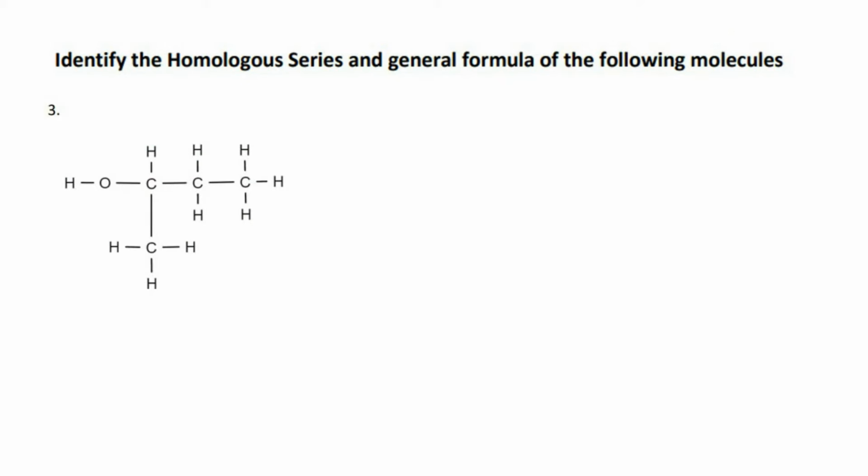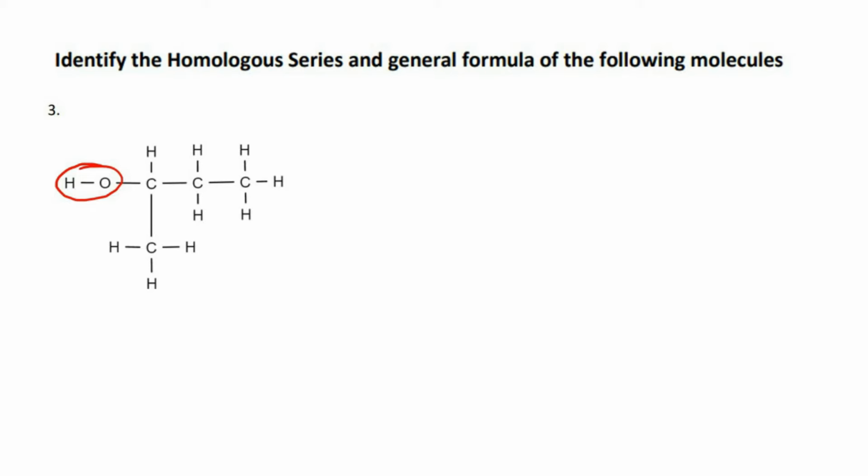So in this question, we have to identify the homologous series of this molecule as well as the general formula. So with the homologous series, it could be a carboxylic acid, an ester, aldehyde, alkane. So the first thing that I notice is that it has this OH. Okay, now there are different types of molecules that have OHs. We've got carboxylic acids that have OHs. What else? We've got alcohols.